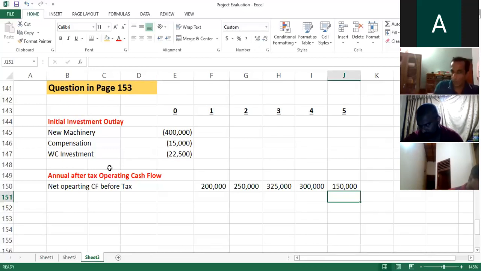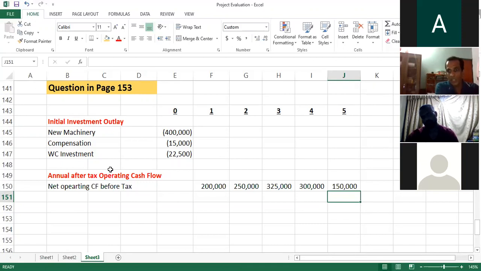Then we know we have to use net cash flow after tax. We know the method of calculating cash flow after tax when the cash flow before tax is given. So what you have to do? Deduct depreciation, you get net profit before tax, you deduct tax, you get net profit after tax, you add back depreciation, you get net cash flow after tax, right?